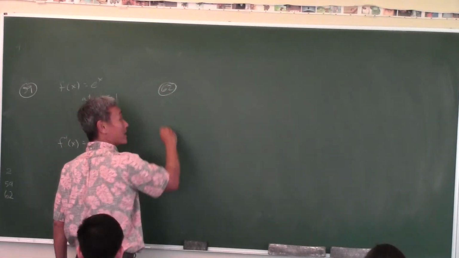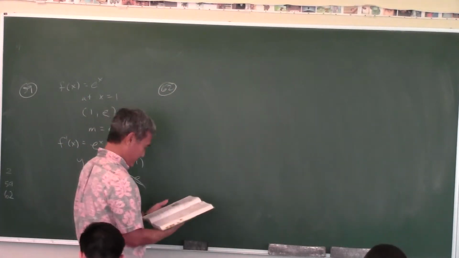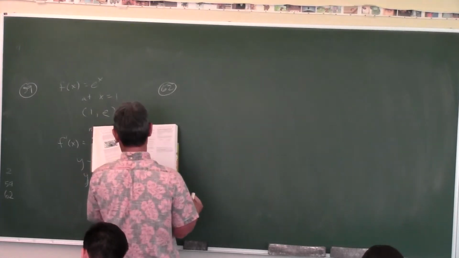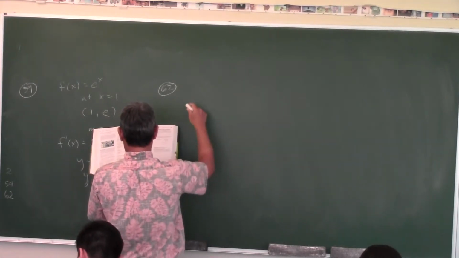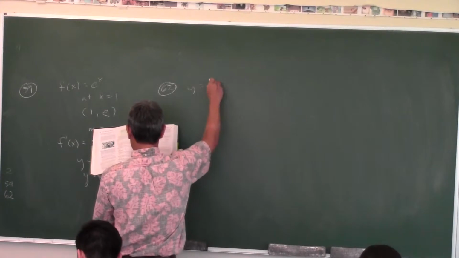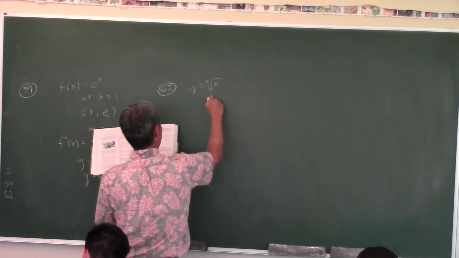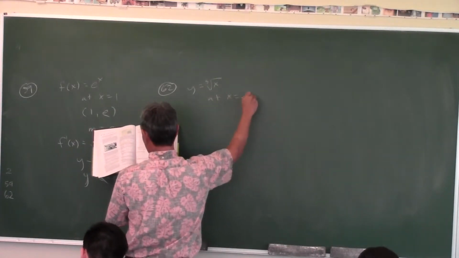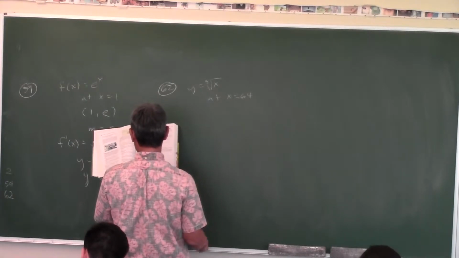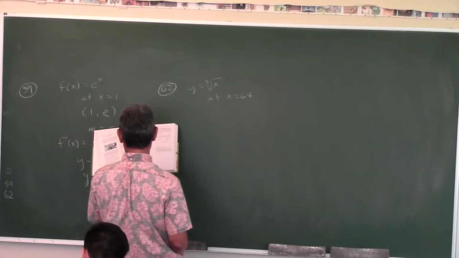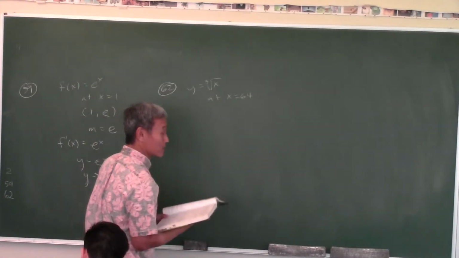62. Okay, this is the one where you have to find percent error. We're in trouble. Okay, y equals the cube root of x at x equals 64. So it says use linearization to approximate the cube root of 66. What is the percent error?